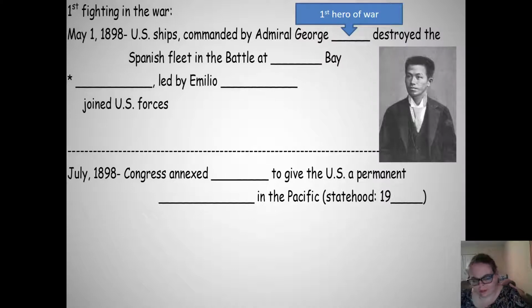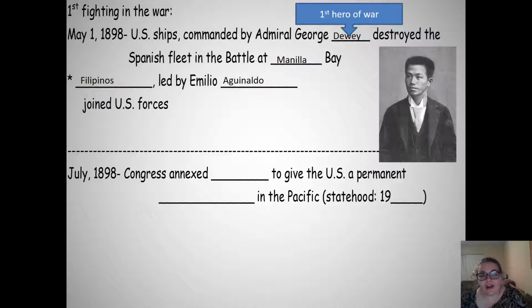First fighting in the war, by the way, does not take place in Cuba, because we already promised we wouldn't make Cuba a territory, which means Cuba is no longer a priority for us. Now we can go take territories we want. So May 1st, 1898, U.S. ships commanded by Admiral George Dewey, who was the first hero of this war, destroyed the Spanish fleet in the battle at Manila Bay. Okay.